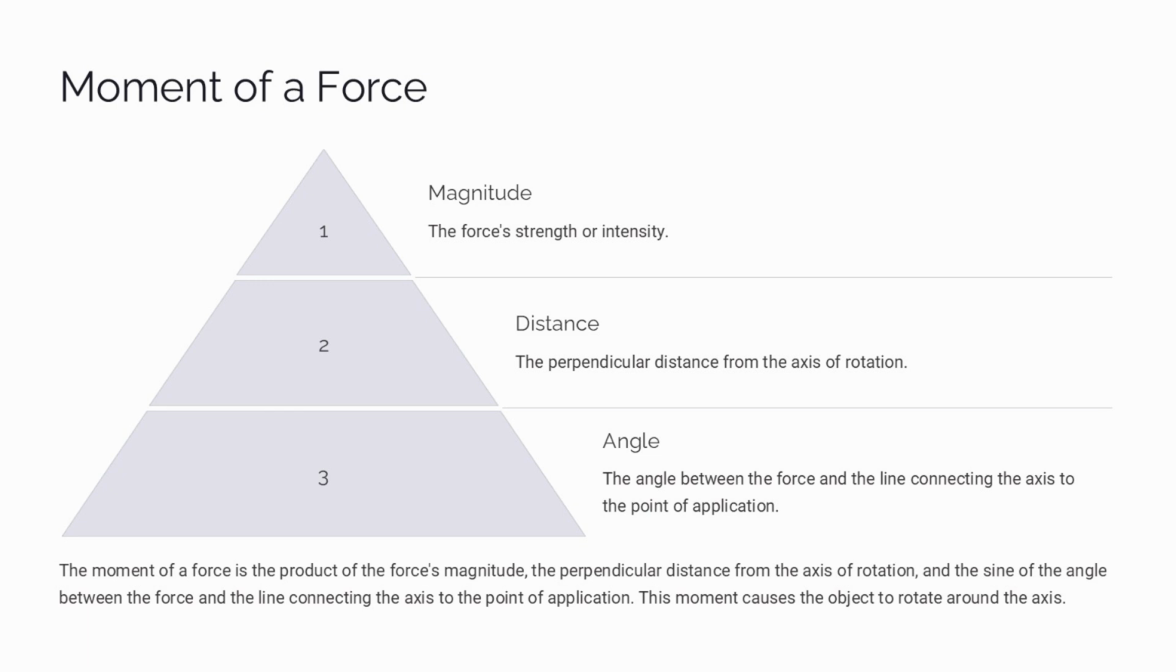The moment of a force is the product of these three factors: magnitude, distance, and the sign of the angle. This moment causes the object to rotate around the axis. Understanding the relationship between these three elements is crucial for analyzing rotational motion and equilibrium.